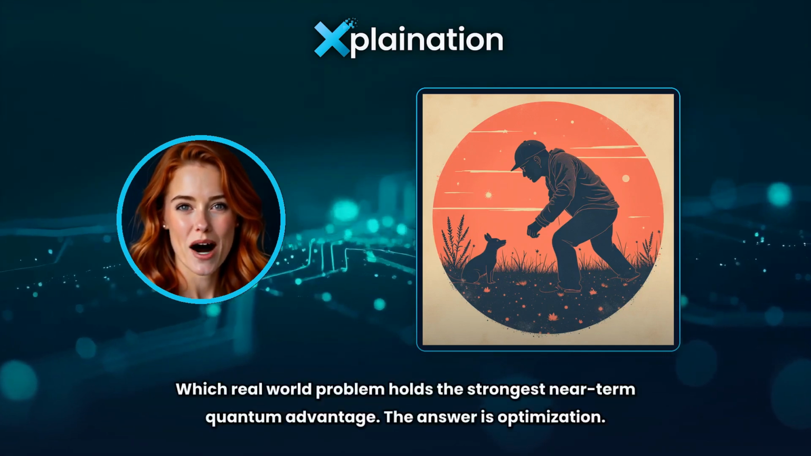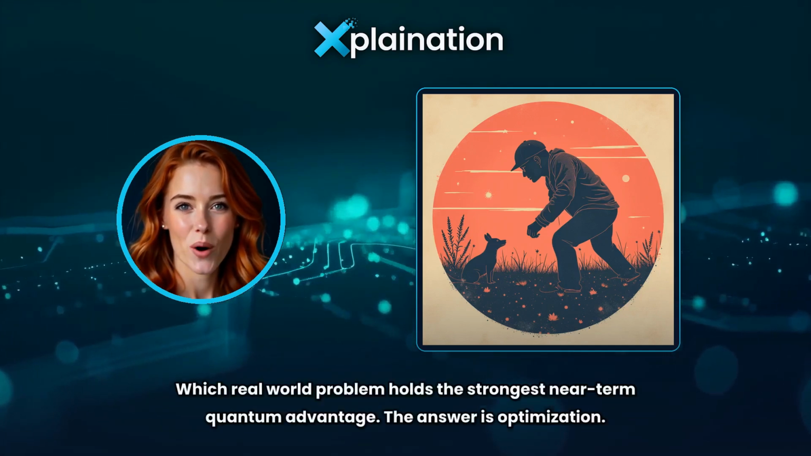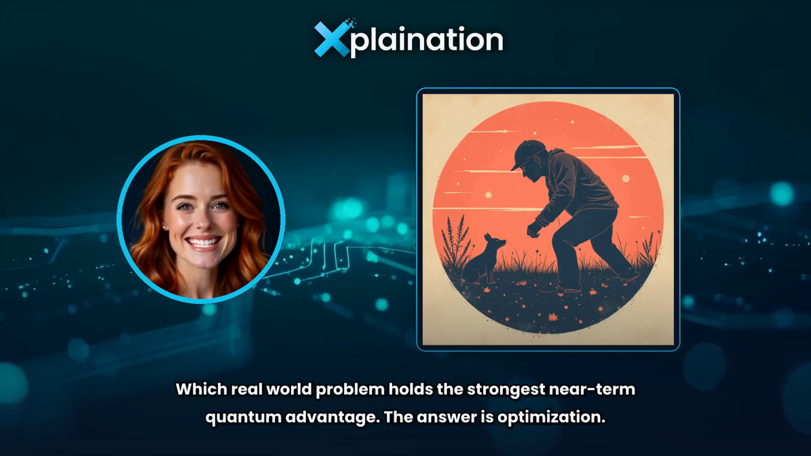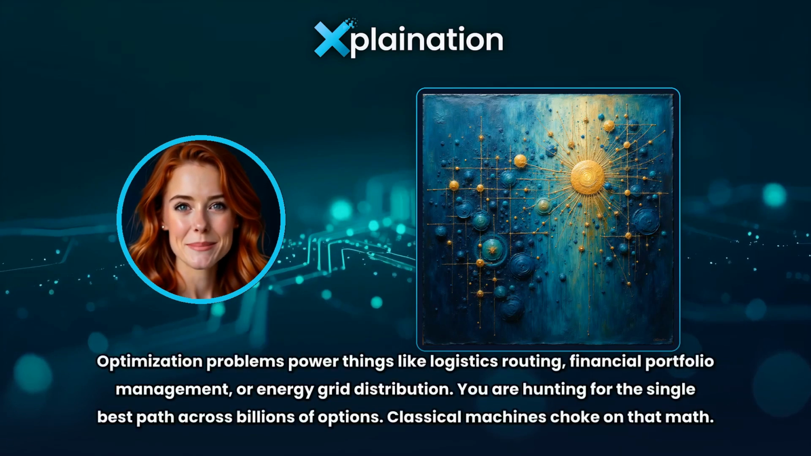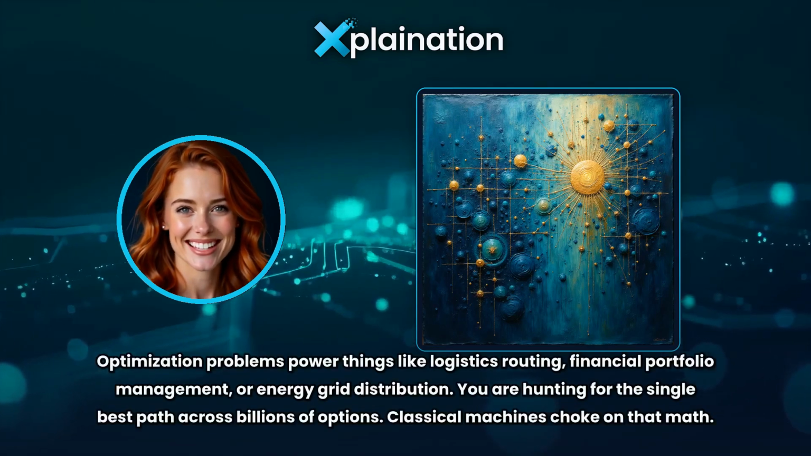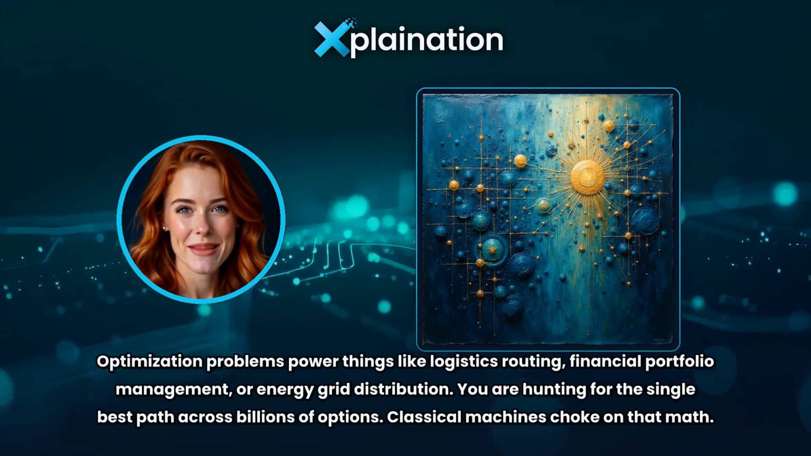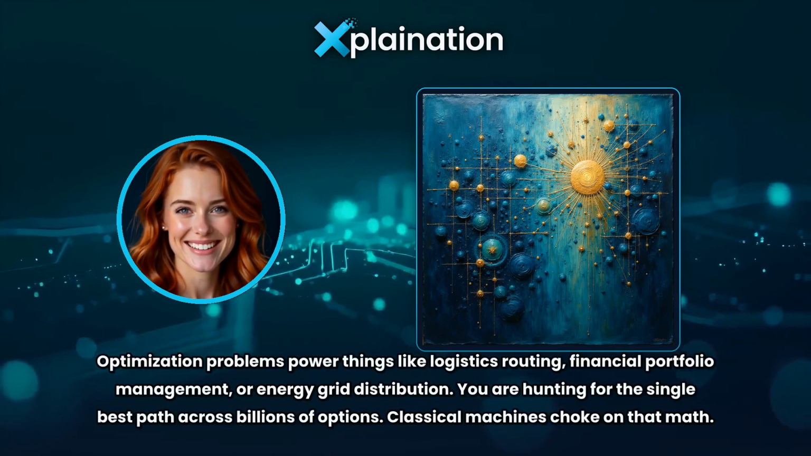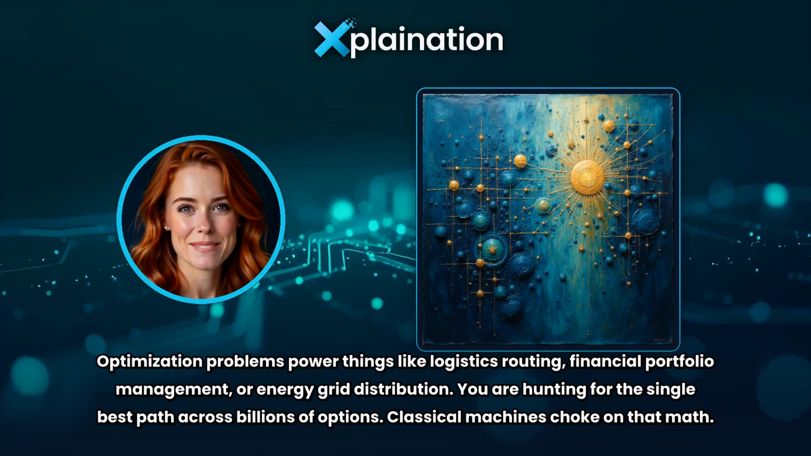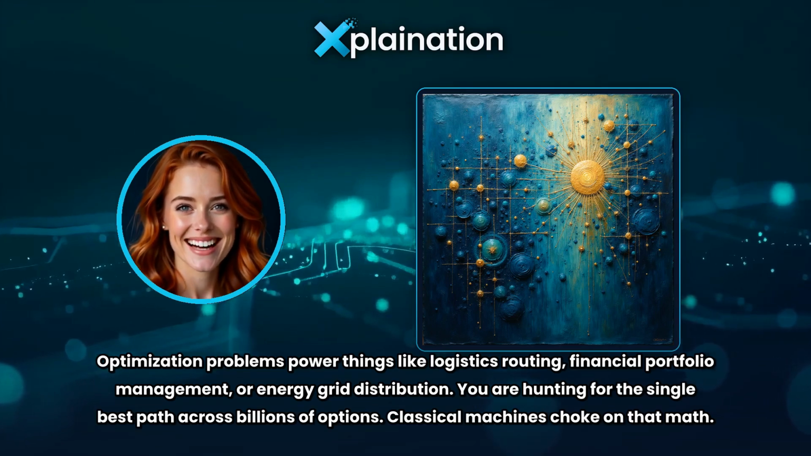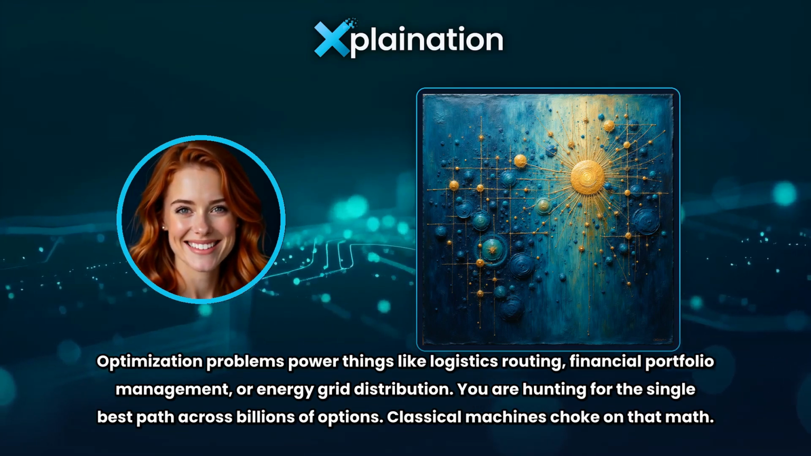Which real-world problem holds the strongest near-term quantum advantage? The answer is optimization. Optimization problems power things like logistics routing, financial portfolio management, or energy grid distribution. You are hunting for the single best path across billions of options. Classical machines choke on that math.